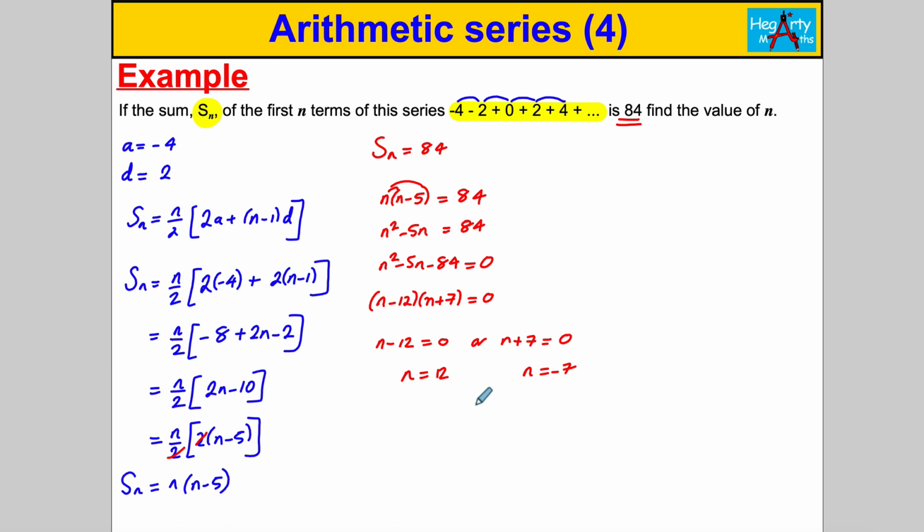Now, n can't be a negative number in this case. It doesn't make any sense because you only have a positive number of terms. So we're going to ignore this one and we're going to take the value n is 12 as our answer. So therefore, we're asked to find the value of n, state at the end very clearly that n is equal to 12 and we're done.